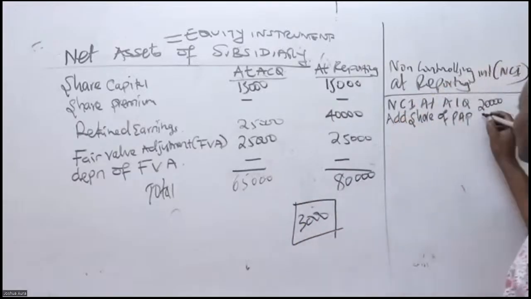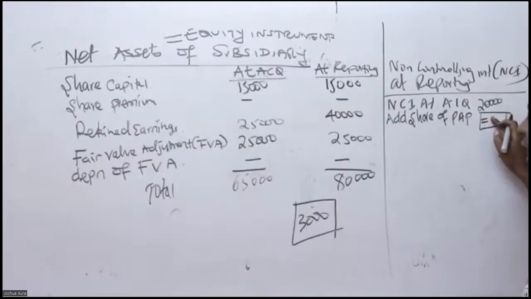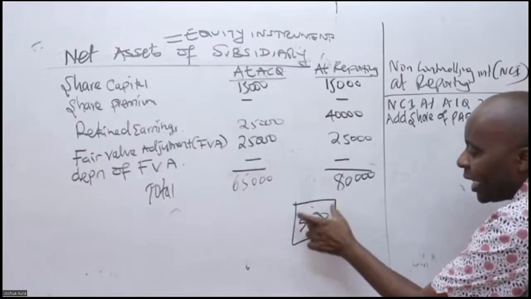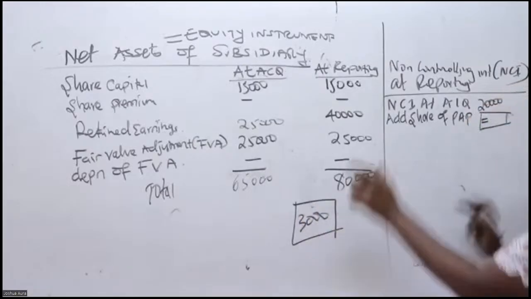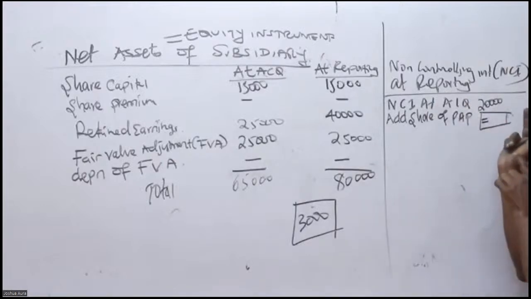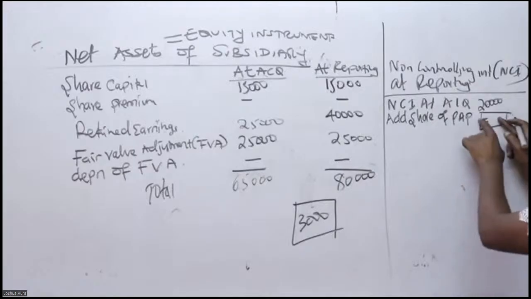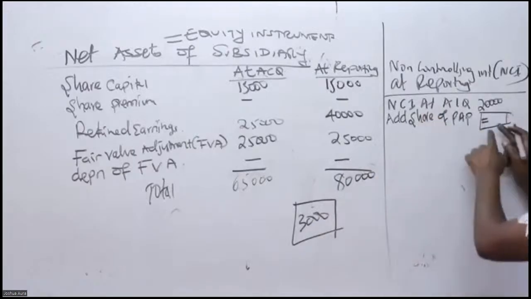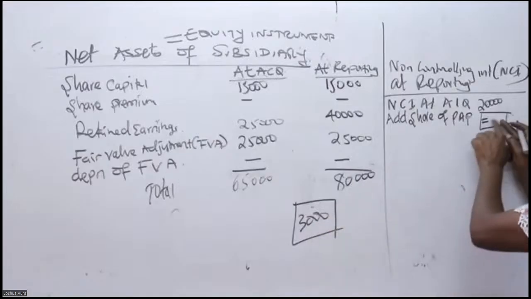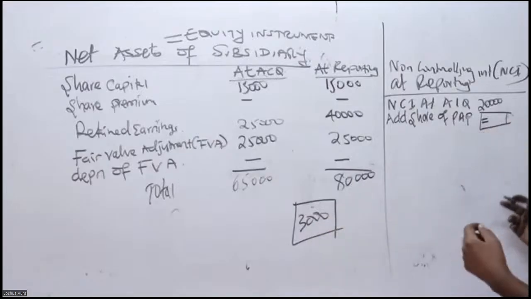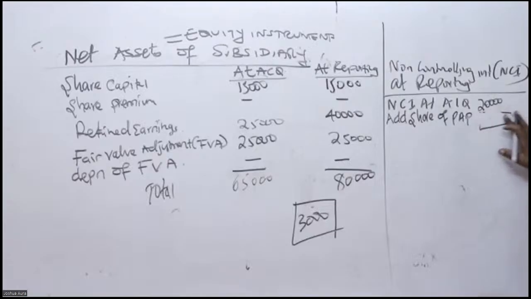So I don't need to start writing 3,000 here from scratch. What I'll do in this cell, I'll simply put equals here, then go and highlight this cell and say enter. And then the 3,000 will be transferred. Or if I do not know that approach, I can simply write it, it doesn't break anybody's bone. I can simply say there, 3,000, like that.